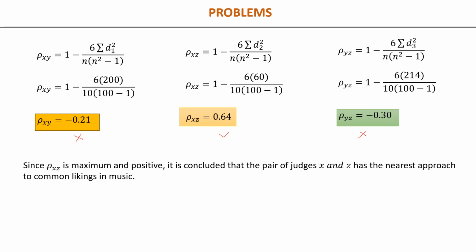So, which is the only sign that is positive here? X and Z. And so, we can definitely conclude, because it is maximum and it is positive, that the judges X and Z think along the same lines or have common likings in music. So that's the conclusion. This is an application where rank correlation coefficient can be applied, and it's a very interesting problem, in fact, to explore.